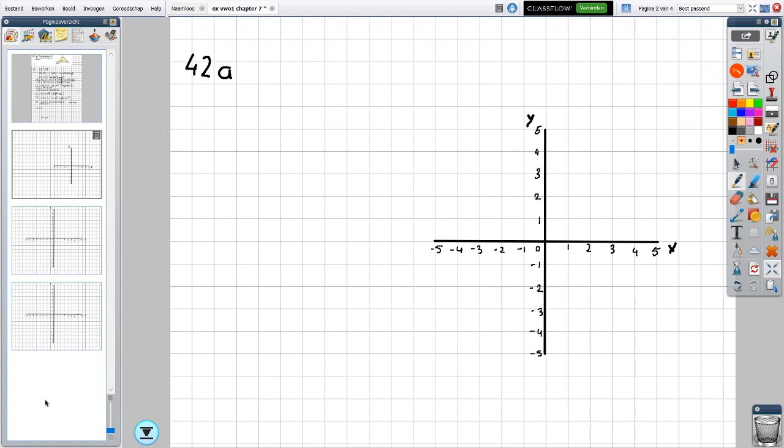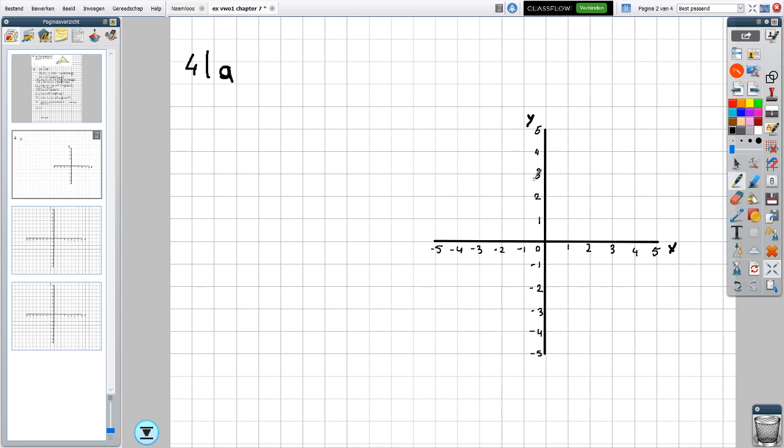Hey everyone, we're going to take a look at exercise 42. I say 42, but actually it is 41. So let's just change that part up. 41. Let's take a look at 41.